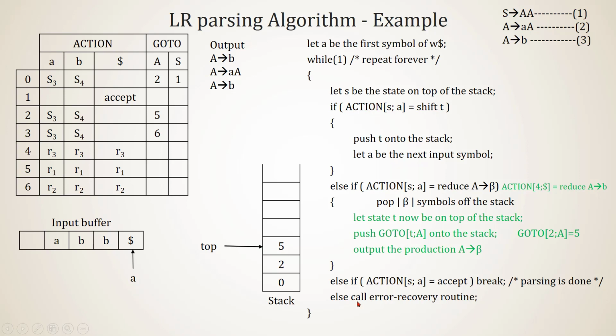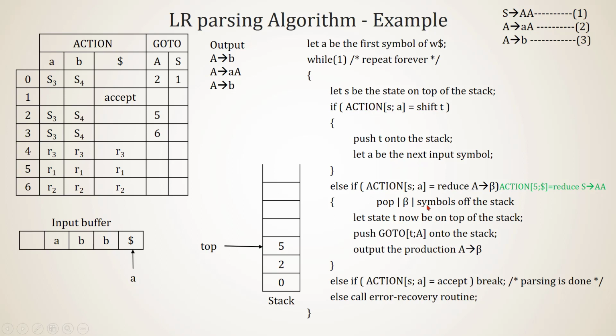These conditions will be false. Again, since it is an infinite loop, these conditions will be checked. Now top of the stack is 5 and A is $. So 5 under $, it is R1. R1 means reduce 1. I have to consider production number 1. So action 5 comma $ is reduce S raise AA.